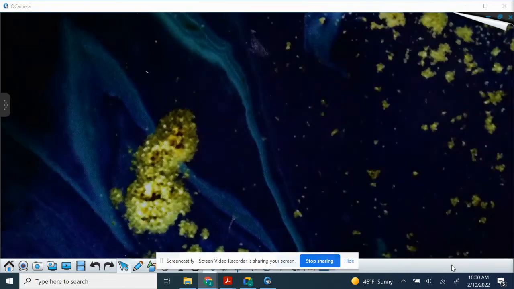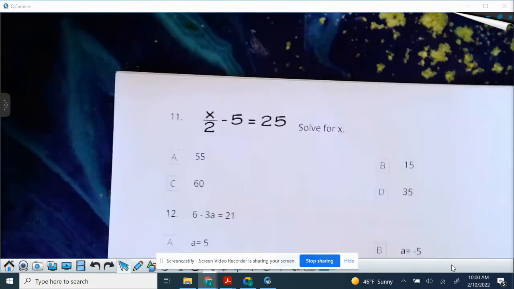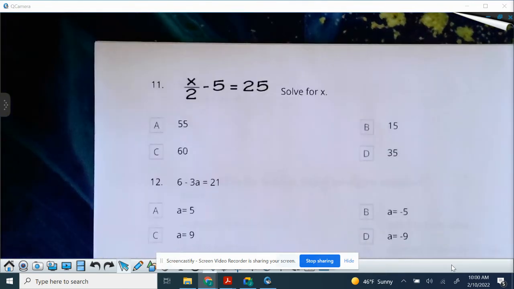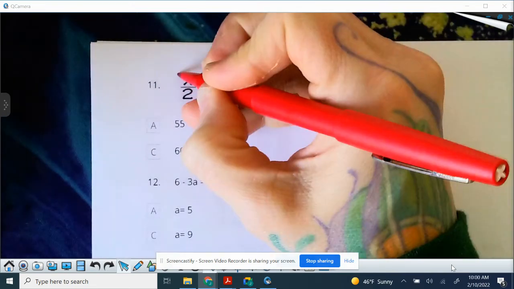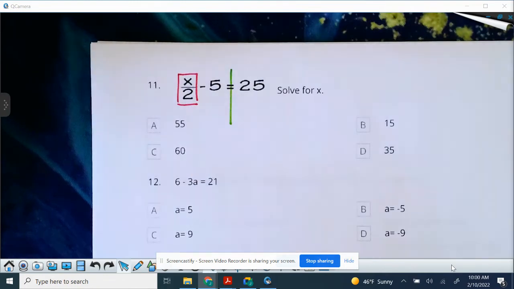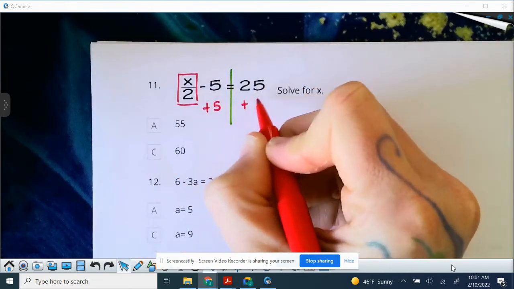All right, I'm going to keep turning while you're thinking. Number 11 is another good one because you see a fraction. It's not the same thing as the last one because that -5 is hanging out on the outside. So if I can put a box around my variable and there's an operation or a number happening around it, that needs to move first. So add 5. Add 5.